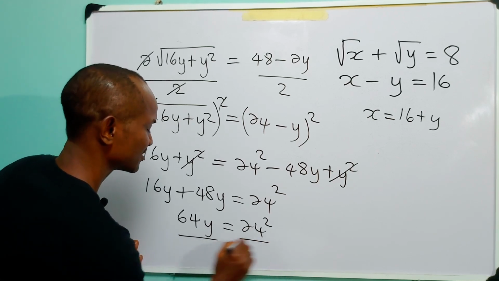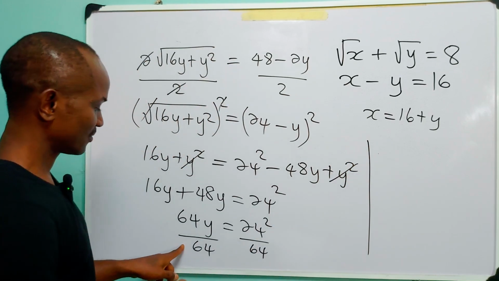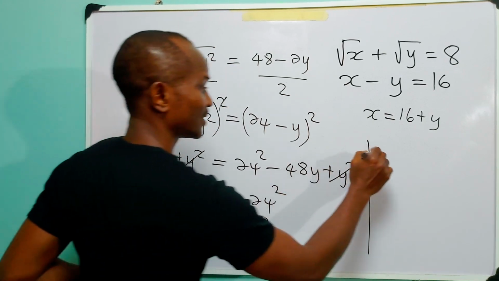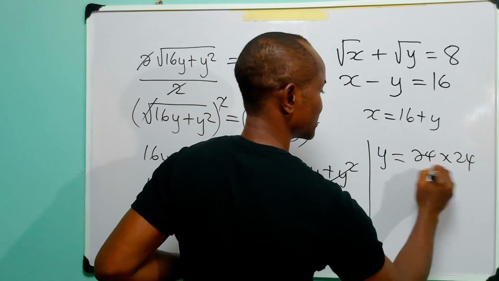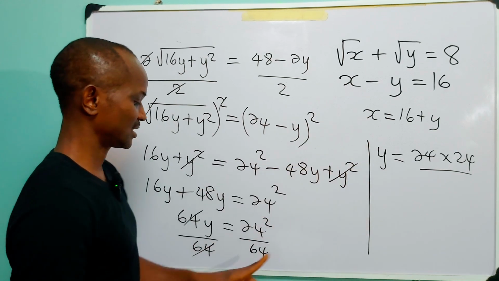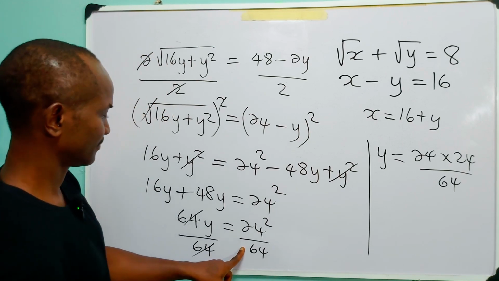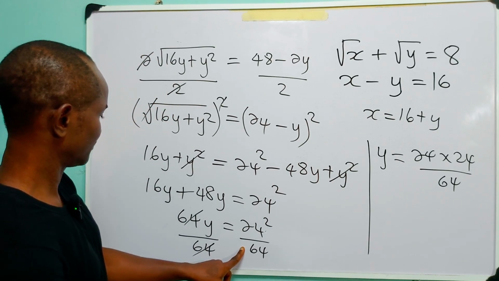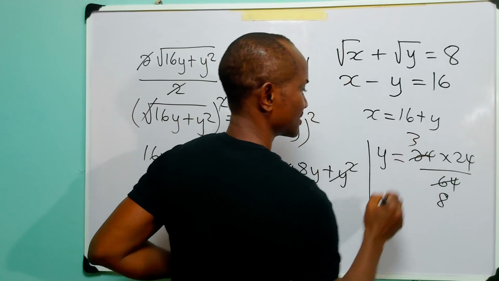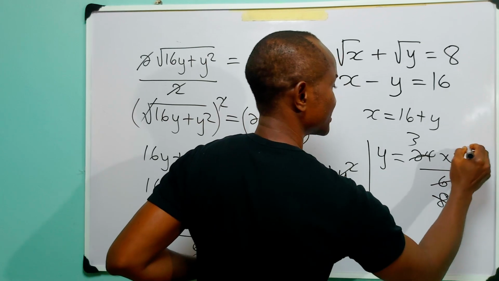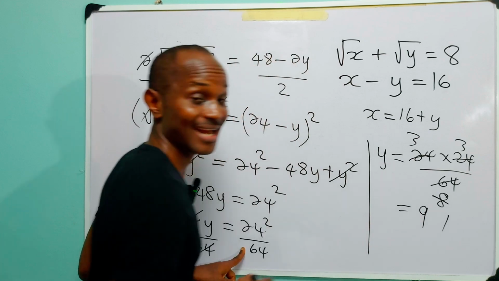So now we divide both sides of this equation by 64. This takes care of that, and we have that y is equal to 24 times 24 divided by 64, because 24 squared is equal to that. 8 into 24 is 3, 8 into 64 is 8, 8 into 8 is 1, and 8 into 24 is 3. And from here, we have that y is equal to 3 times 3, which is 9.